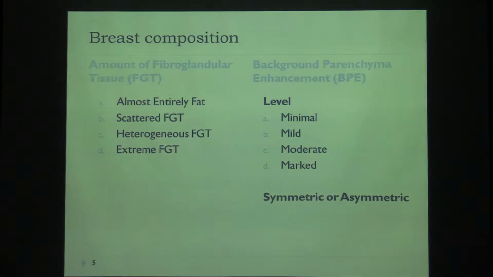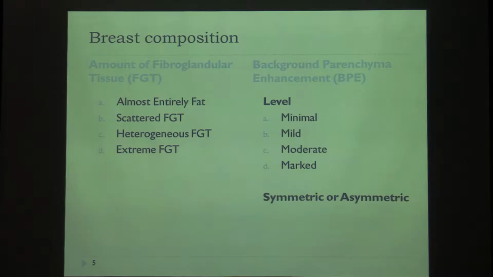When you want to quantify the density, you have to do both: the amount of fibroglandular tissue, which could be almost entirely fat, scattered, heterogeneous, or extreme. And the BI-RADS insists that you have to give the name, so almost entirely fat, for example, and also add the type. So here, almost entirely fat, you have to add type A. So you have to use both, to make that more clear.